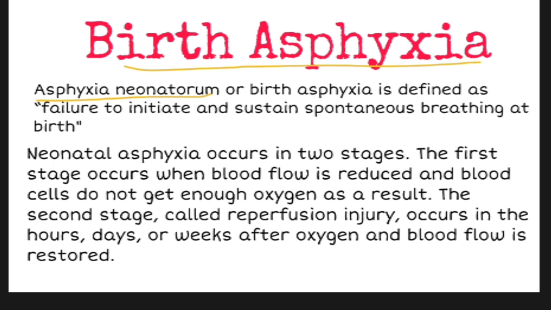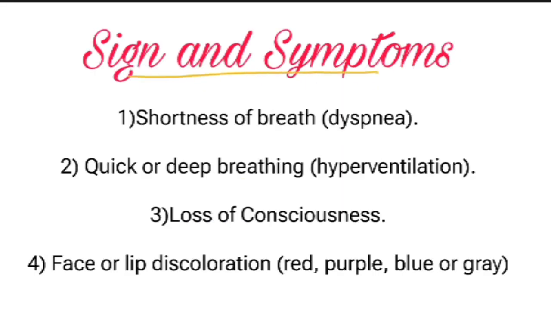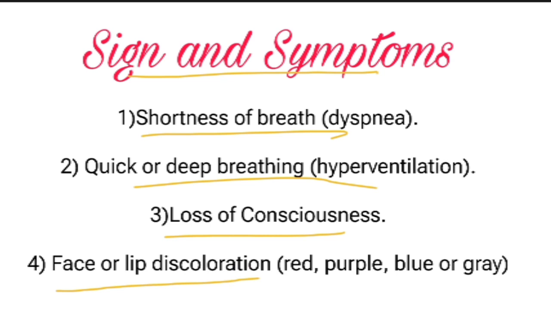If there is any problem in blood supply or oxygen is not reaching the parts, this is the first stage of birth asphyxia. And if there is already an injury because of this birth asphyxia, that is the second stage. Signs and symptoms: the breathing pattern is very irregular. The breathing will be very short, very deep and very quick. And after some time the baby loses consciousness and there will be a discoloration in the face, lips, extremities and all. These are the signs and symptoms of birth asphyxia.